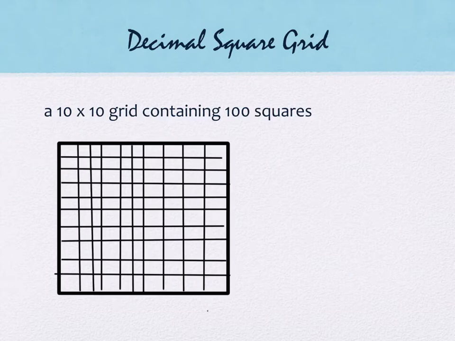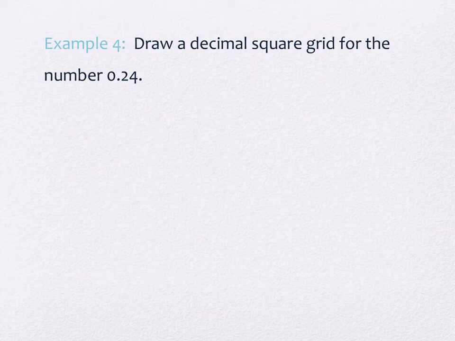This grid, of course, doesn't work for 6 decimal places. How many decimal places do you think this is going to work for? 2. Because there's 100 little boxes, so this is a 100th. Right, I can get as accurate as 1/100th in this particular diagram. So if I'm looking at example number 4, to draw a decimal square grid for the number 24 hundredths, okay?